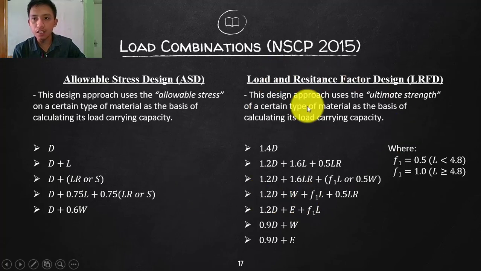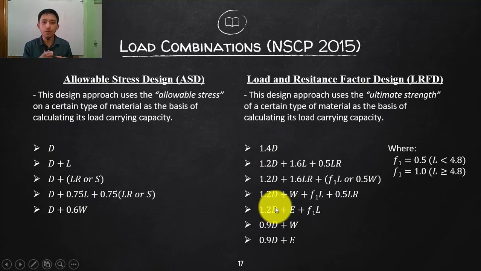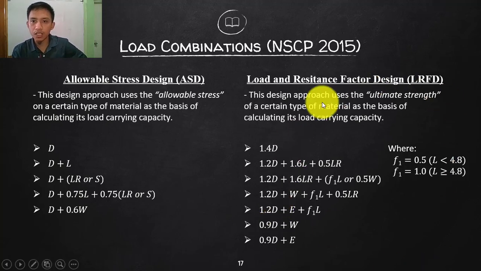Okay, on the LRFD design approach, these are now the established combinations. As I've said, the factor of safety is now applied on the load. So as you can see, you have here multipliers which are greater than 1. Again, a factor of safety is an allowance so that we will not compute based on the exact strength or the exact situation. We apply an allowance, and this is what we call the factor of safety. So this is what happens in LRFD. The factor of safety is applied on the loads.